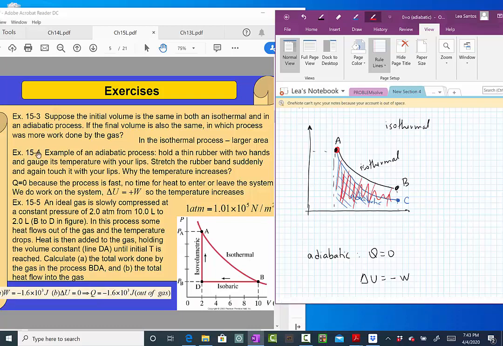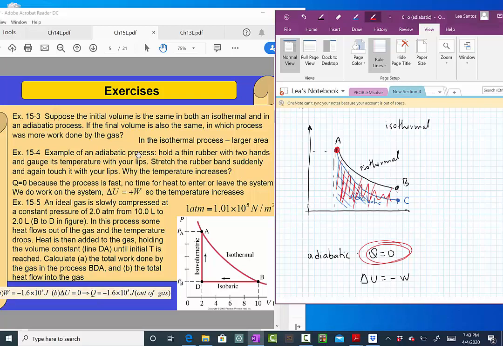Okay, let me just discuss one more problem, which is this problem 15.4. This 15.4 is a conceptual problem. It's a problem that gives us a good idea of what an adiabatic process is. I was saying an adiabatic process is something that happens so fast that we don't get the chance to exchange heat. The system doesn't exchange heat. Okay, so what is the example for this adiabatic process?